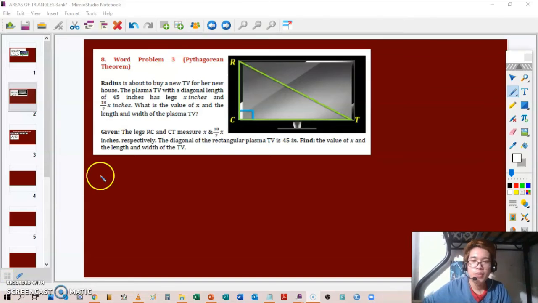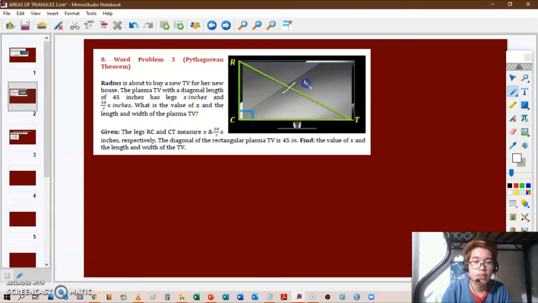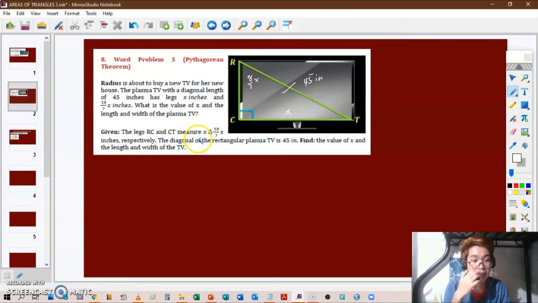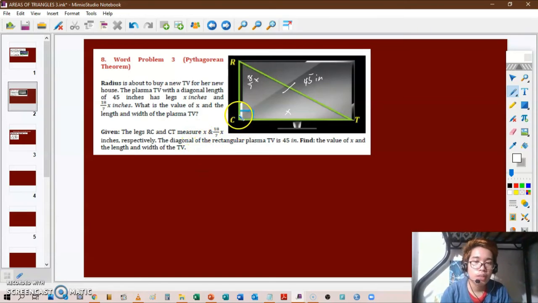So Regis is about to buy a new TV for her new house. The plasma TV with a diagonal length of 45 inches, so the diagonal length RT is equal to 45 inches. So that's quite a big TV. And has legs of x inches and 18 over 7 x. So what is the value of x and the length and the width of the plasma TV? Okay, so we can see already that we have a Pythagorean Theorem related problem, because the plasma TV is a rectangle, and of course all of the angle measurements of a rectangle are 90 degrees.